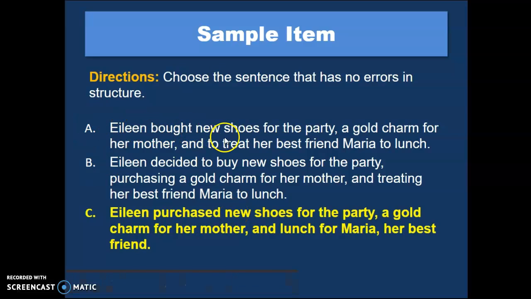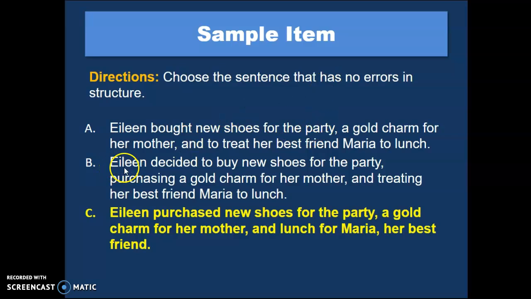But if you look at A, there's new shoes, a gold charm. Those are both nouns. But then the last thing in the series is "and to treat her." To treat is a verb, not a noun. It doesn't match the structure of the shoes and the charm. So this is not parallel structure.